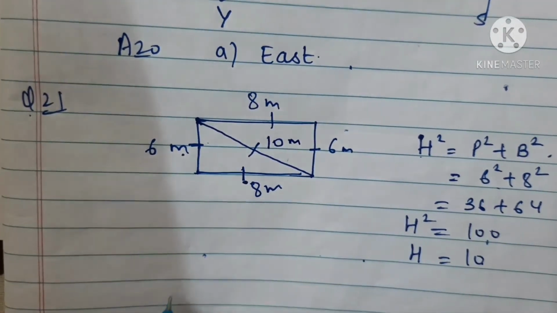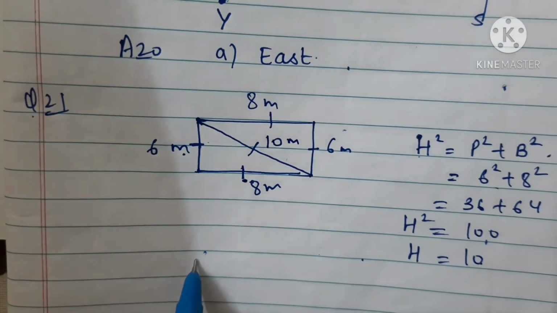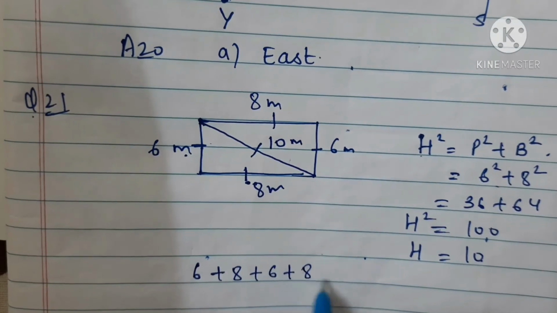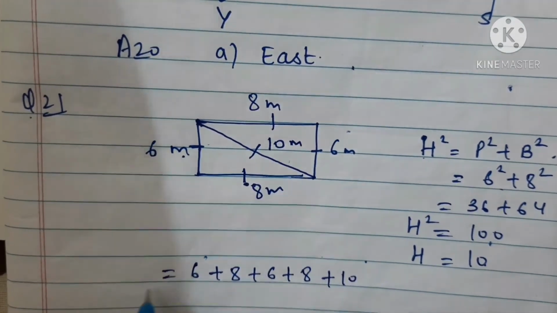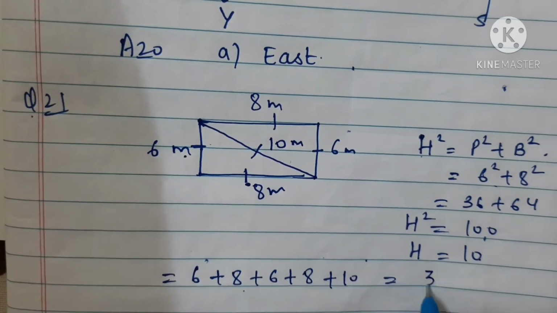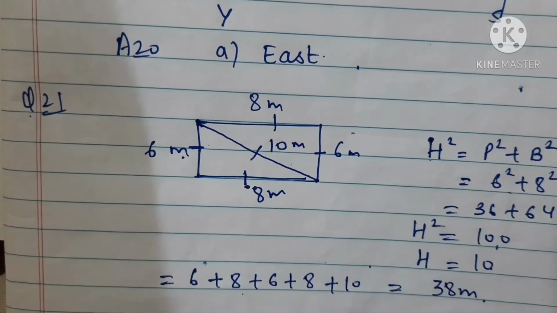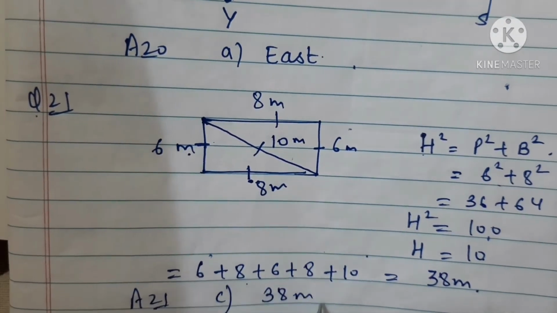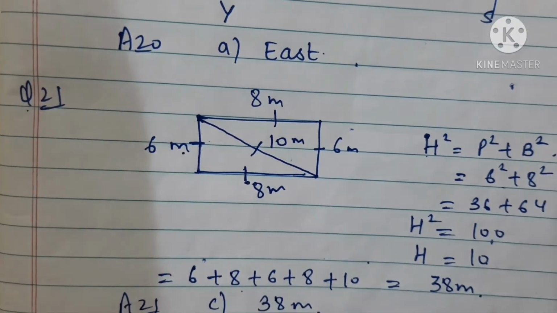Now the cat is moving along these 5: 6 plus 8 plus 6 plus 8 plus 10. So total distance will be equal to 38 meters. So your answer for the question is C part, 38 meters. Right? Let's move on to question number 22.